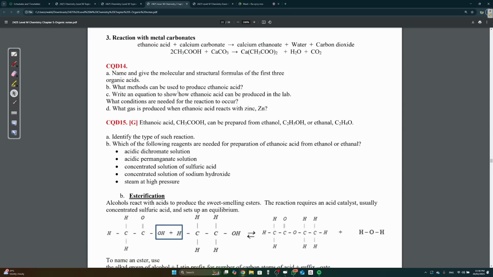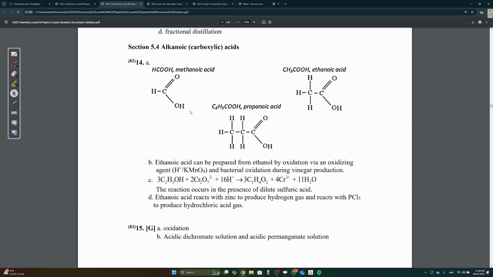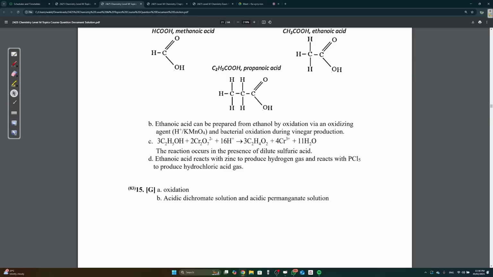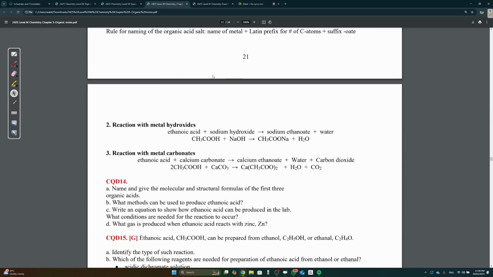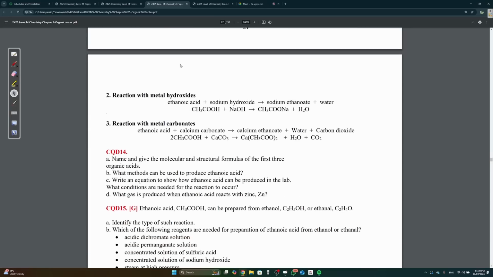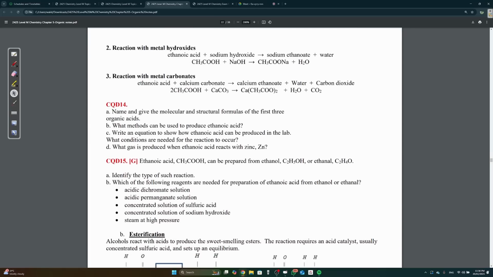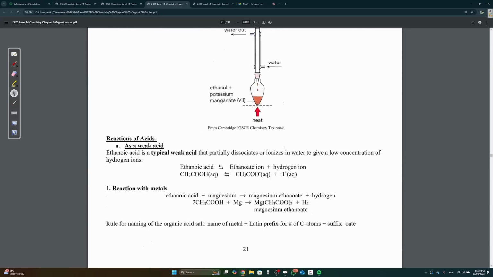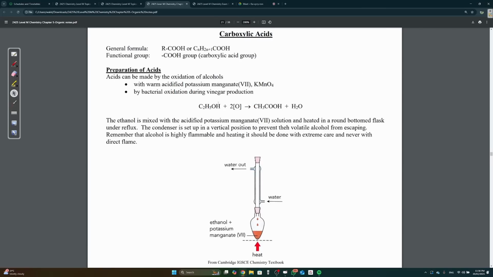Part B, what methods can be used to prepare ethanoic acid? How do you prepare the acid? We said oxidation of alcohols, right? So part B, it's oxidation via an oxidizing agent and bacterial oxidation during vinegar production. We said them here. Part C, write an equation to show how ethanoic acid can be produced in the lab. You have to use the oxidation equation over here, this one.